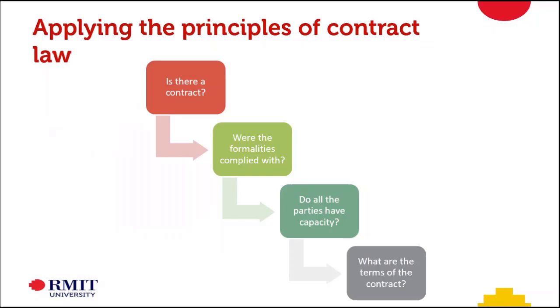So most of the time, the problems will run along this kind of trajectory. Is there a contract? If there's no contract, usually we're done. If there is a contract, then the next question is, were there any formalities that needed to be complied with? When we're talking about formalities, we mean things like Section 126 of the Instruments Act, but there might be formalities under other pieces of legislation too. I'm not expecting you to carry these around in your head. You might be asking the question though.